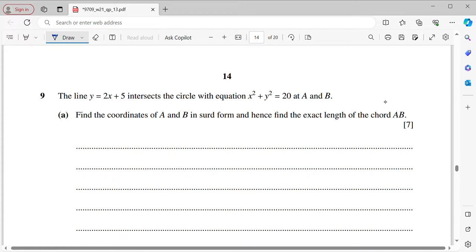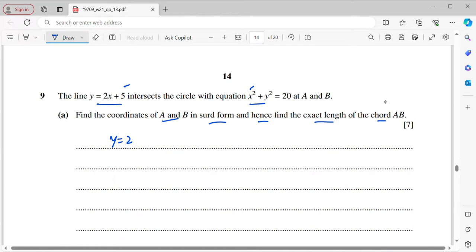Now question number 9. The line intersects the circle with equation x squared plus y squared equals 20 at the points A and B. Part A: find the coordinates of A and B in surd form, and hence find the exact length of the chord AB. Since they are intersecting, it means that we have to solve the simultaneous equations.